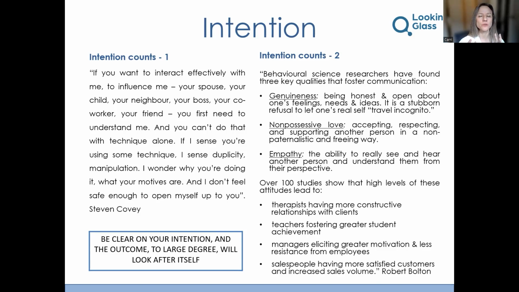And the first one is this: if you want to interact effectively with me to influence me, your spouse, your child, your neighbor, your boss, your coworker, your friend, you first need to understand me. And you can't do that with technique alone. If I sense you're using some technique, I sense duplicity, manipulation. I wonder why you're doing it, what your motives are, and I don't feel safe enough to open myself up to you. So I say that because if I feel like I'm presenting, I'm teaching, I need to put on my presentation mask, my teacher mask, my serious, professional, newsreader face, it doesn't feel approachable. If I'm doing some sort of technique with my arms and my eye contact and my voice modulation, I'm sensing that you're trying too hard, or that you're just not being real with me.